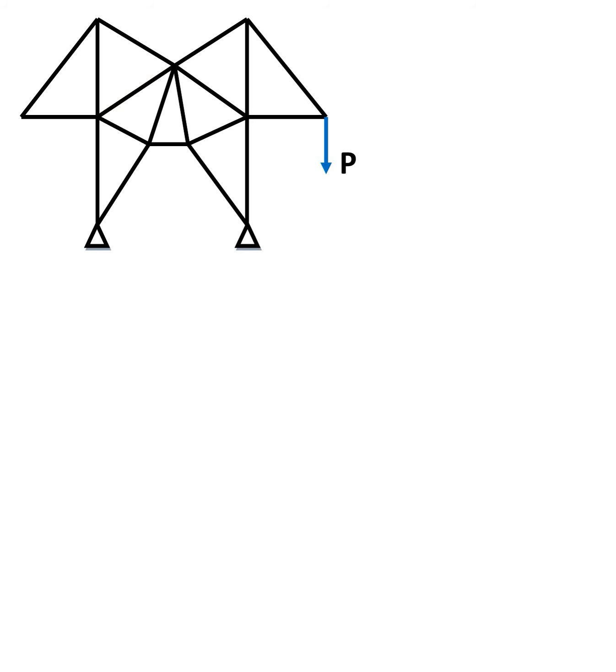Here's the structure with a given force P applying on it, and the problem requires you to find the force applying on a member like this, the red one. Also to determine whether the member is in tension or compression. But why? Why do we need to know the value of the force applying on such a member, also whether it is in tension or compression.